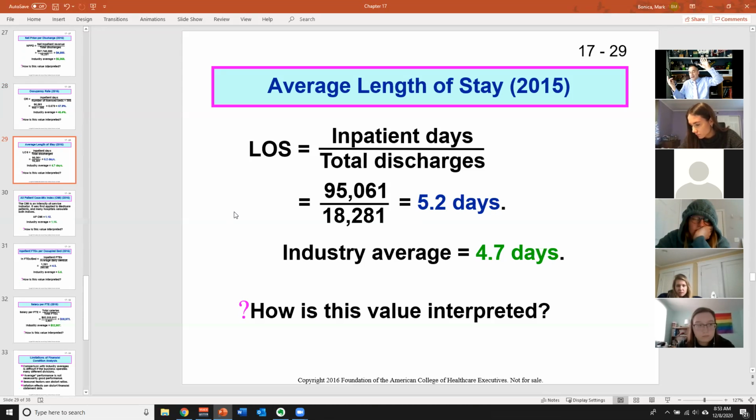So if you're Androscoggin Valley Hospital up in Berlin, New Hampshire, you are a critical access hospital. Some of you have met Mike Peterson. He is the CEO up there, he's a friend of mine. That's a critical access hospital. He has to keep his length of stay below 3 days, or he can't be a critical access hospital.